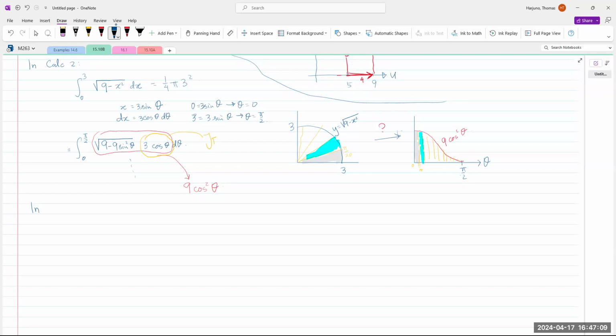I would like to go over the following example. This is from our previous chapter. Something looks like this. In Calc 3, in the earlier part, we have seen, for example, the integral from 0 to 1, and then the integral from negative square root of 1 minus x squared to square root of 1 minus x squared.